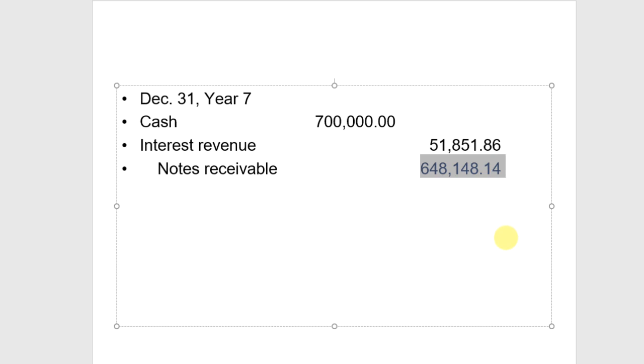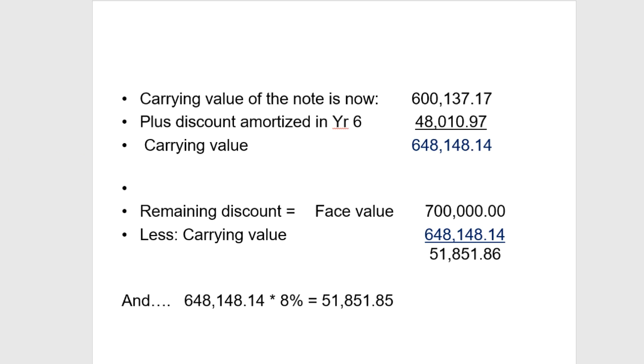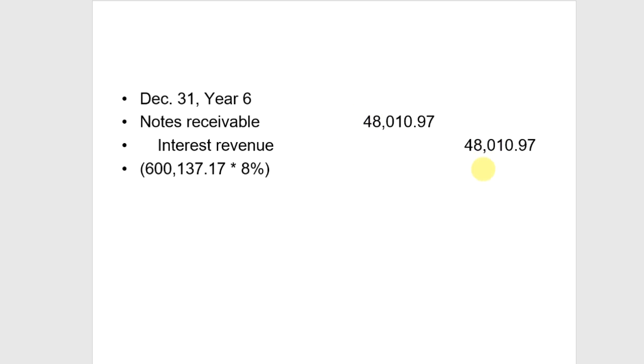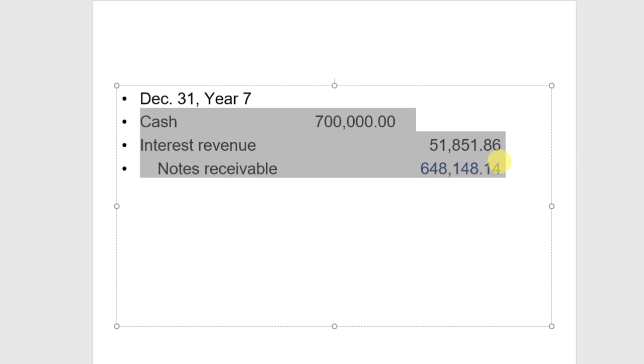Now you could have done this in 2 journal entries. You notice this is 648, 148. You could have done this entry for the next year's interest. Remember, I'll just switch over here. That was 51.8. You could have done another journal entry just for the interest. That would have brought the note up to 700,000, and then you could have just taken your cash debit, note credit, 700. So this is a combined journal entry that did both of those things at the same time. But either one would work fine. Okay, so that's an example of a discounted note with no payments.